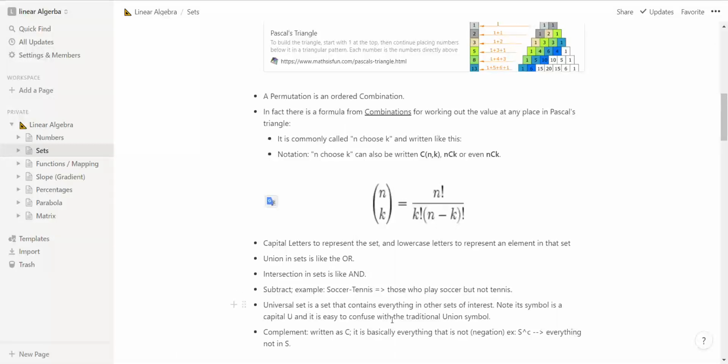Capital letters represent the set. The lower case letters represent an element in that set. Union is like the OR, intersection is like the AND. Subtract: soccer minus tennis, those who play soccer but not tennis. The universal set is a set that contains everything in the other sets of interest. Notice the symbol is a capital U and is easy to confuse with the union symbol.